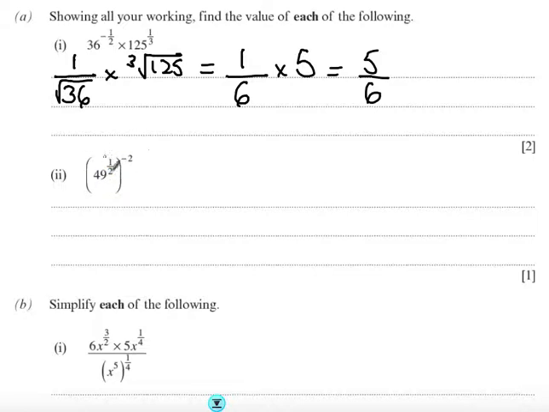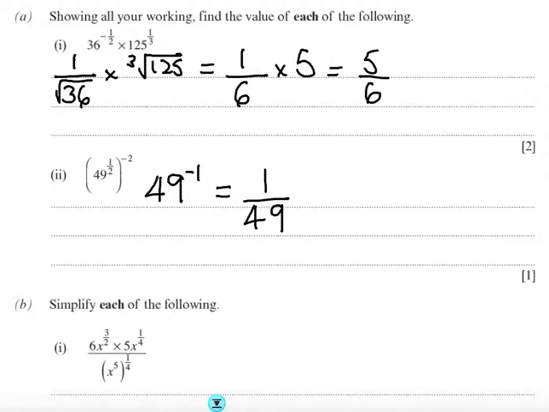Okay, so dealing with my next question, 49 to the minus a half. Well, what I can do is use the rules of indices first of all to simplify this. This is the same as doing minus half times minus 2, which gives me 49 to the power of minus 1. And so at this point, all I have to do is rewrite this as a reciprocal. So I get 1 over 49.